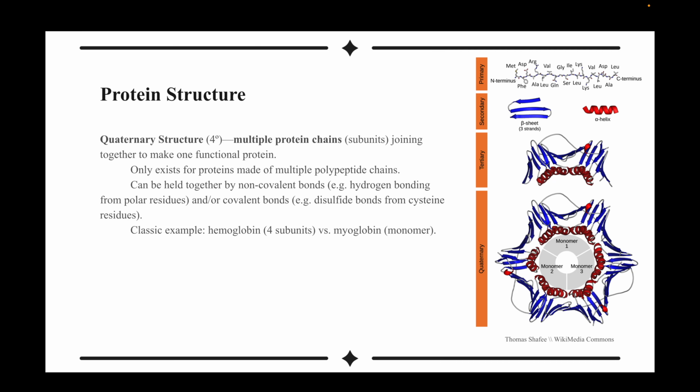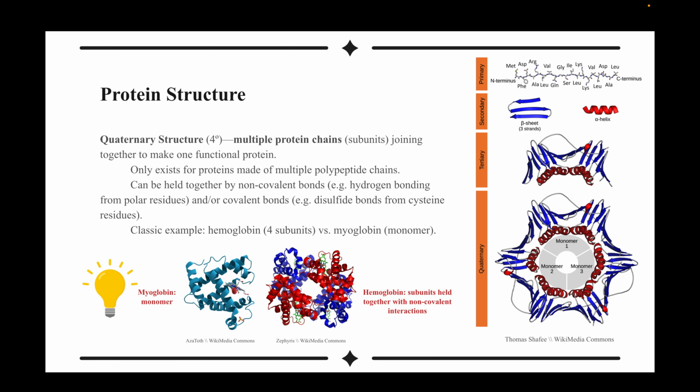Only some proteins have quaternary structure, and these are proteins made of multiple polypeptide chains. These chains can be held together by non-covalent bonds, like hydrogen bonding from polar residues, or covalent bonds, like the disulfide bonds we mentioned earlier from the cysteine residues. A classic example you'll see of this is hemoglobin, which has a quaternary structure because it's made of 4 subunits, versus myoglobin, which is a monomer without a quaternary structure because it's just made of one protein chain.